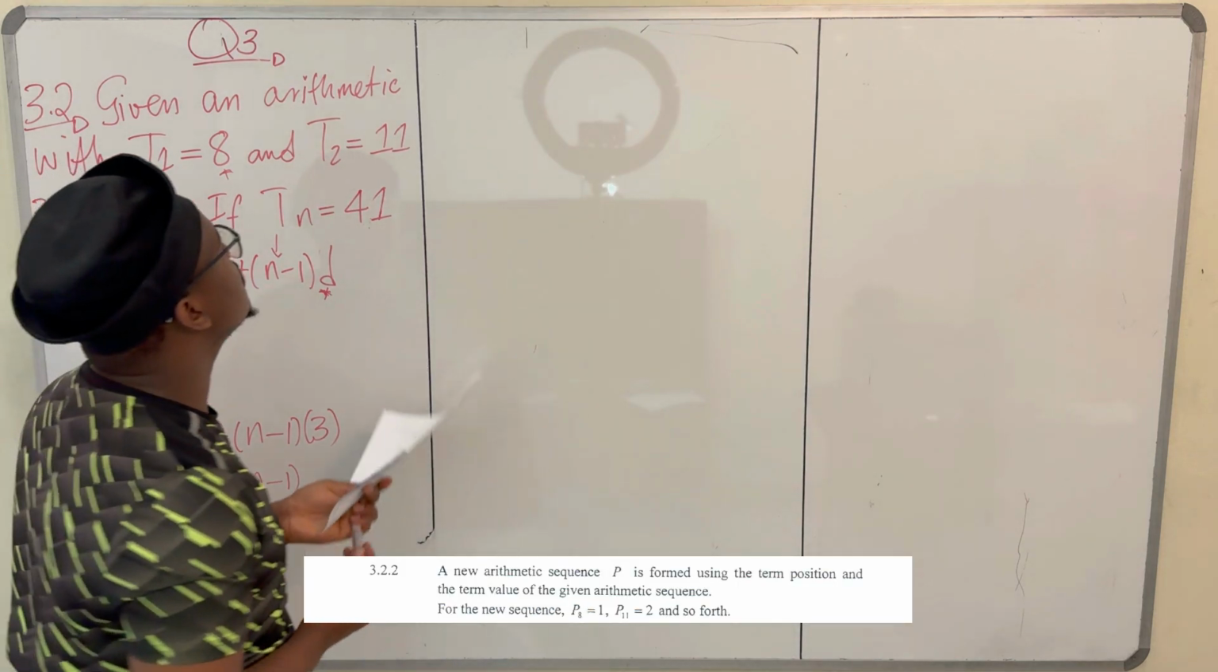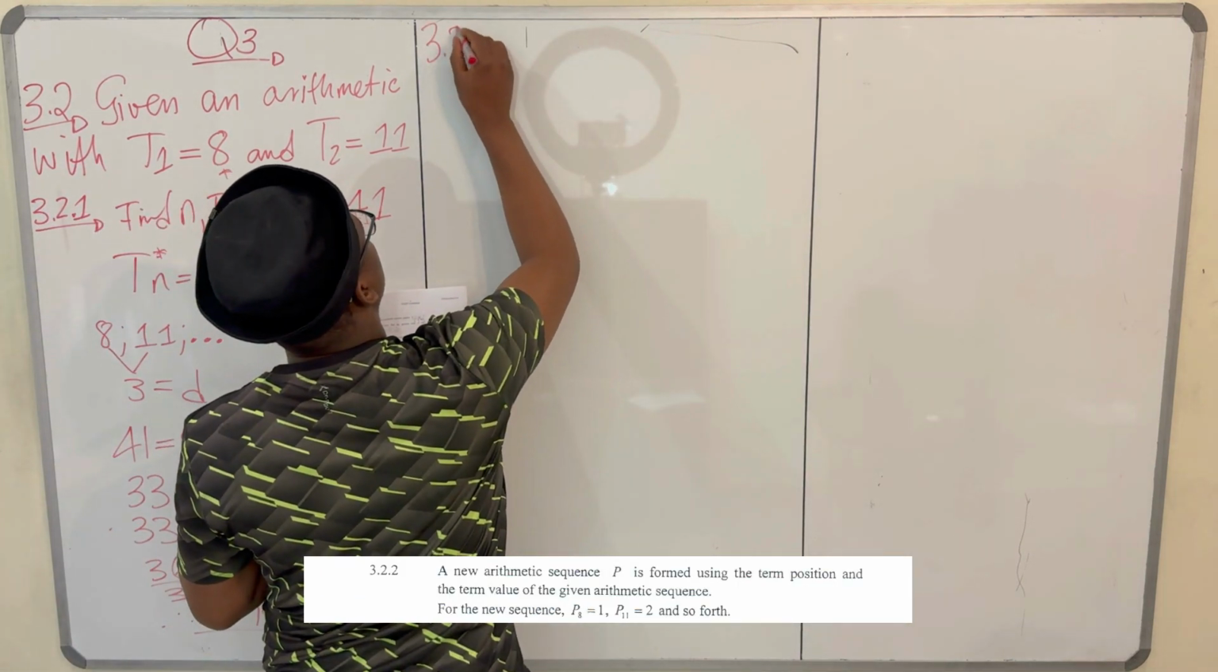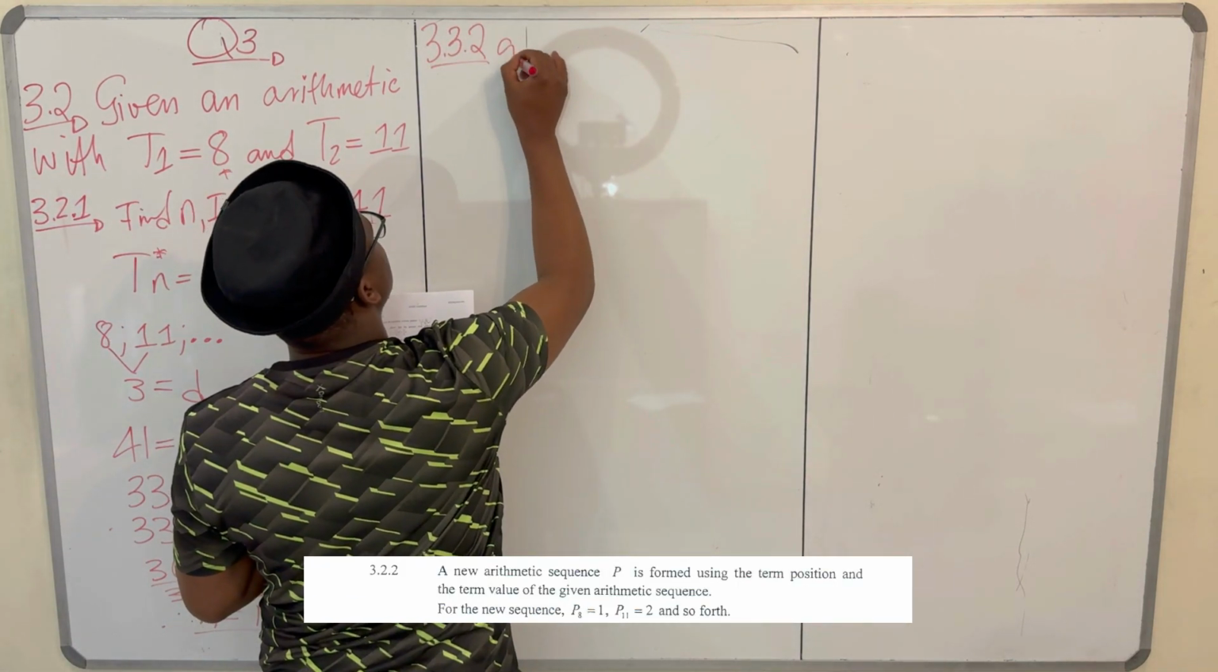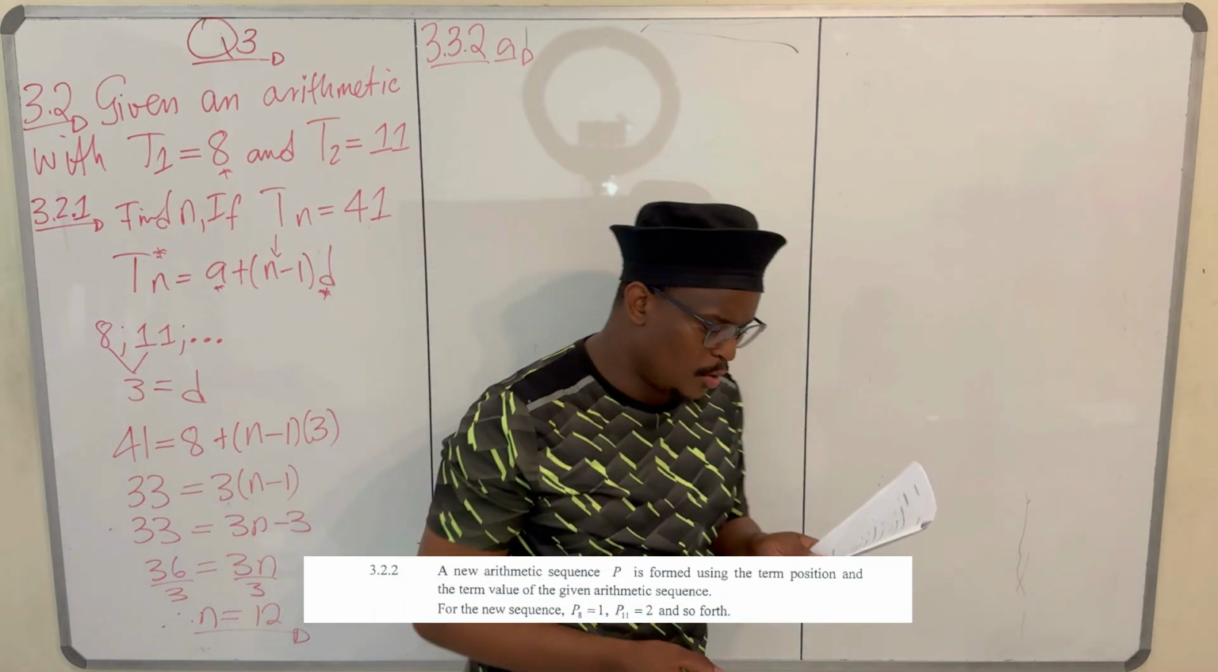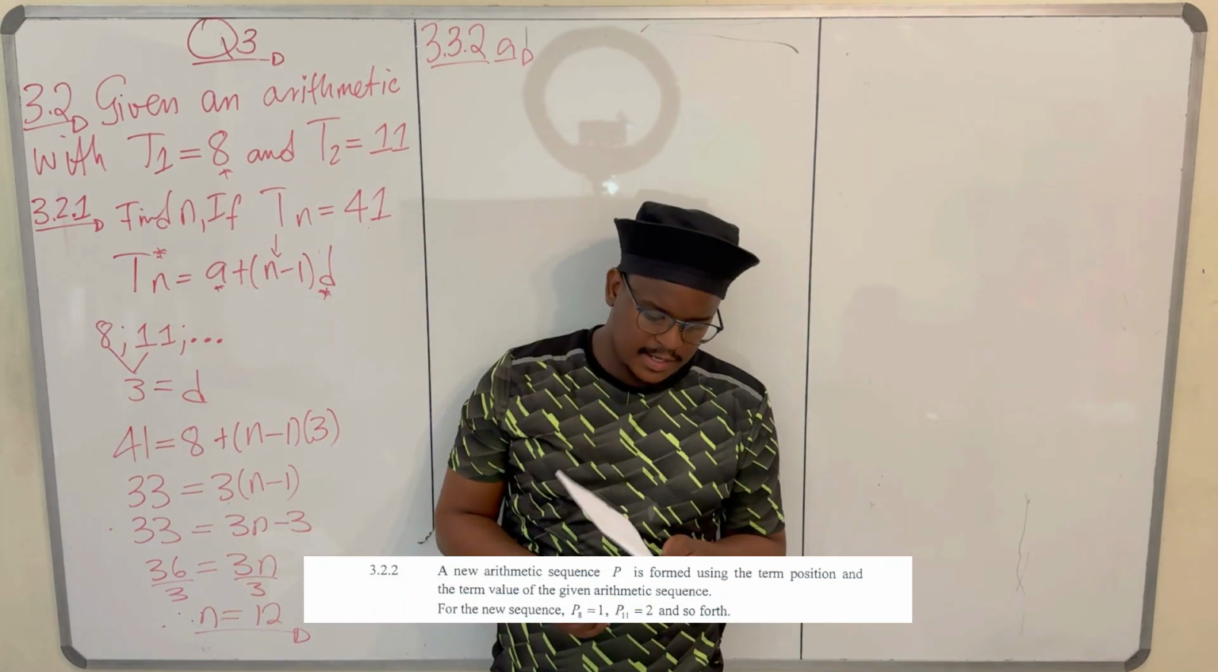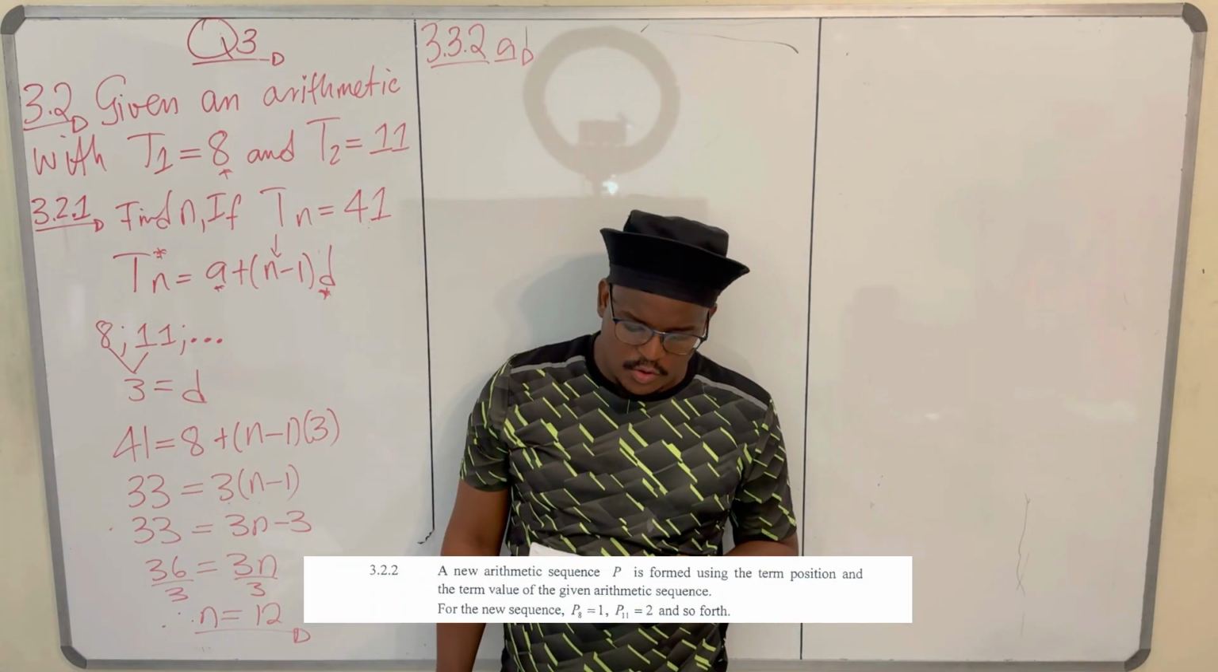So, let's go to 3.3. There's A and B. No problem. What are they saying? They are saying a new sequence.